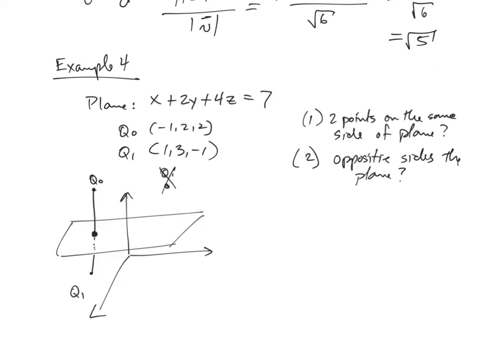So let's try that. Q0 into plane equation. What do we get? We get -1 plus 2 times 2 plus 4 times z, which is 2, right? And what do we get? We get -1 plus 4 plus 8.